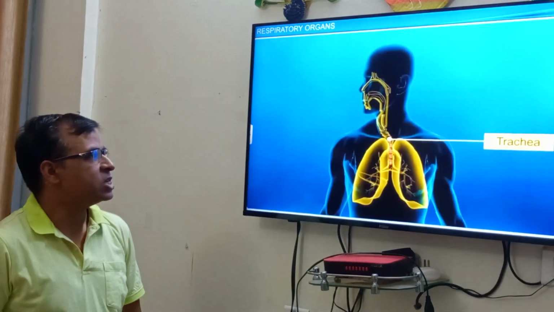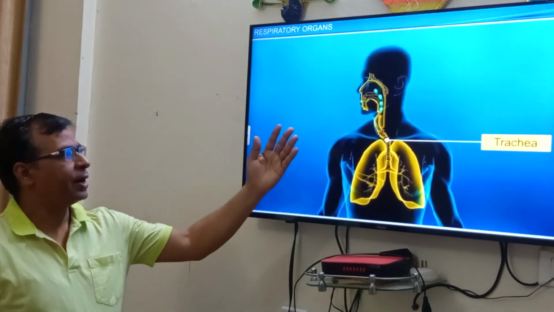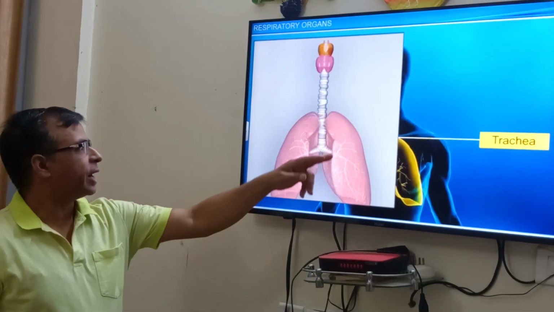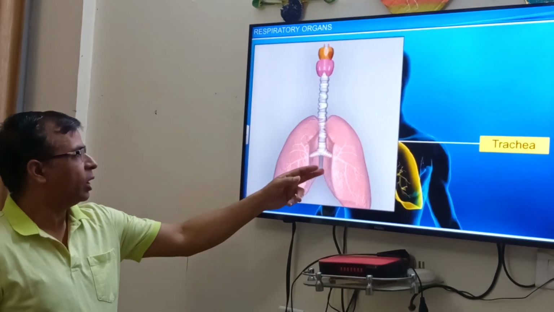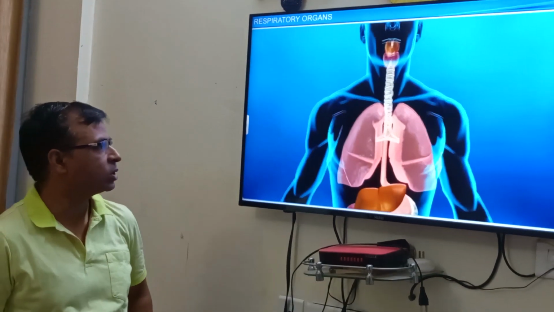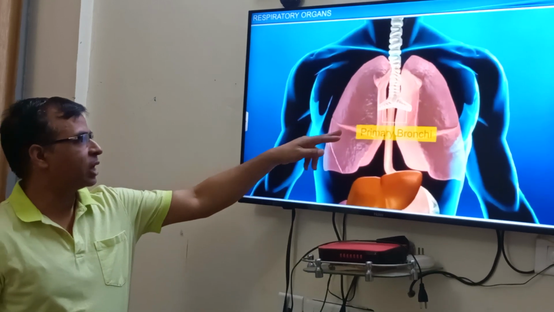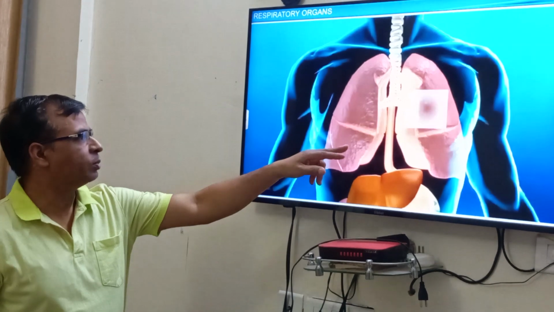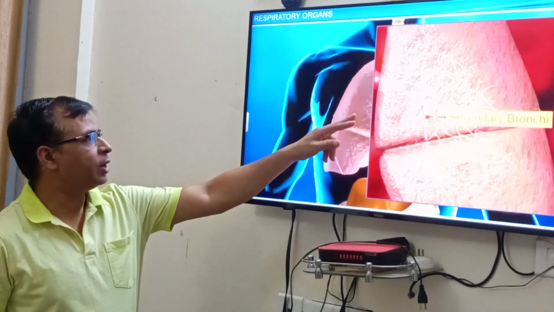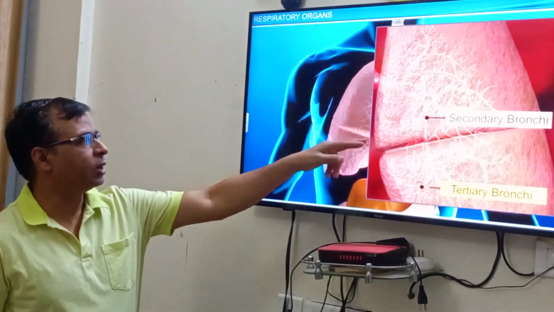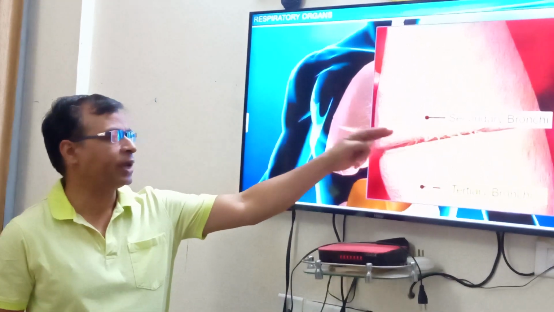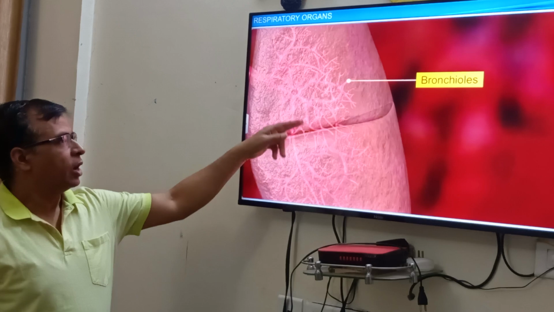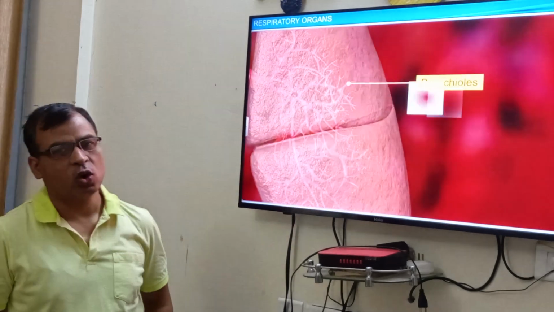The trachea is further divided into two parts. This is the trachea, and there are the two lungs. We have one pair of lungs, and the right lung is slightly larger. It has 3 lobes, and the left lung has 2 lobes. The trachea divides into primary bronchi, which further divide into secondary and tertiary bronchi, and these are further divided into bronchioles.